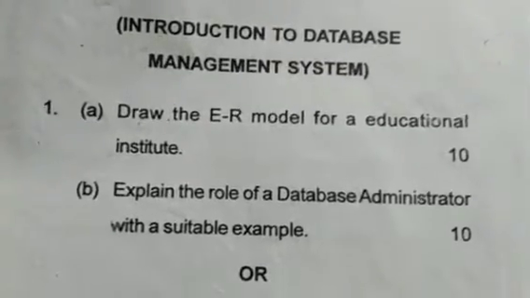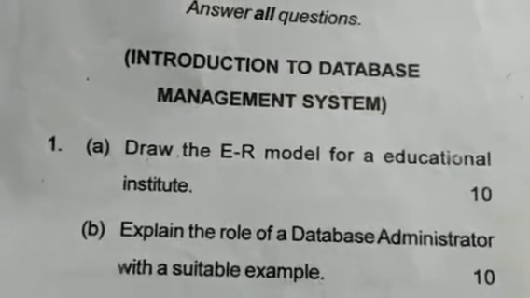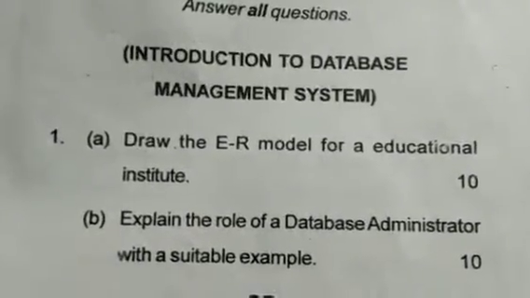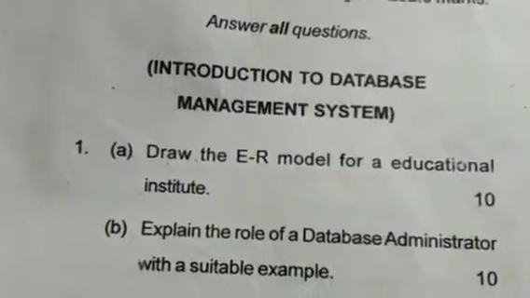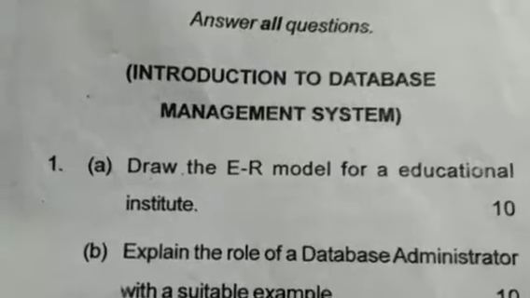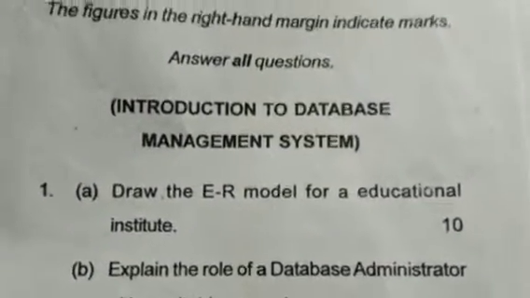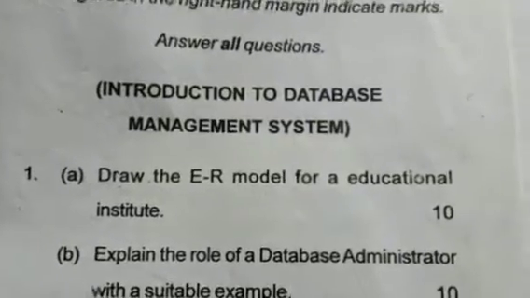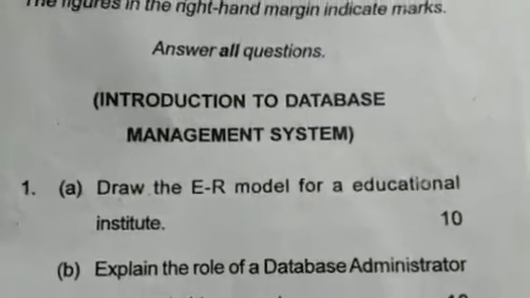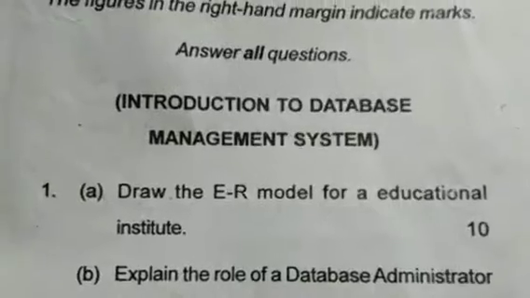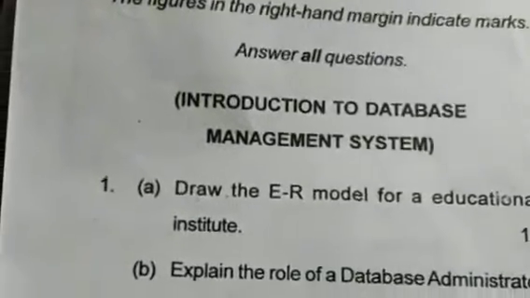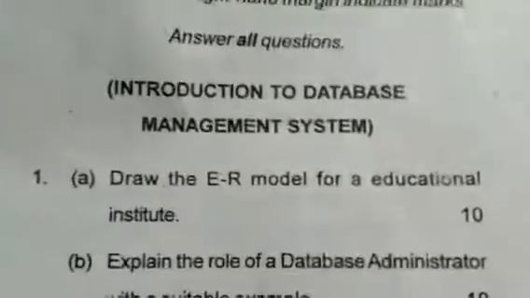And another, draw the three level architecture. We can draw the diagram. Also we have drawn the diagram by considering three levels, external level, conceptual level and internal level. So external view, global view and internal view. This is for 20 marks. Okay, so this question can be written by you. This is for 2011.